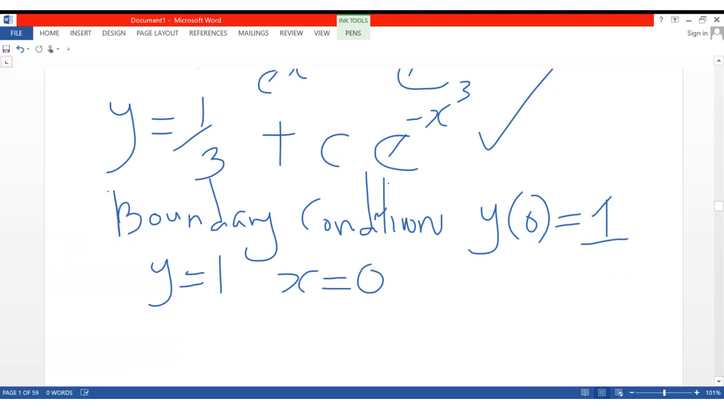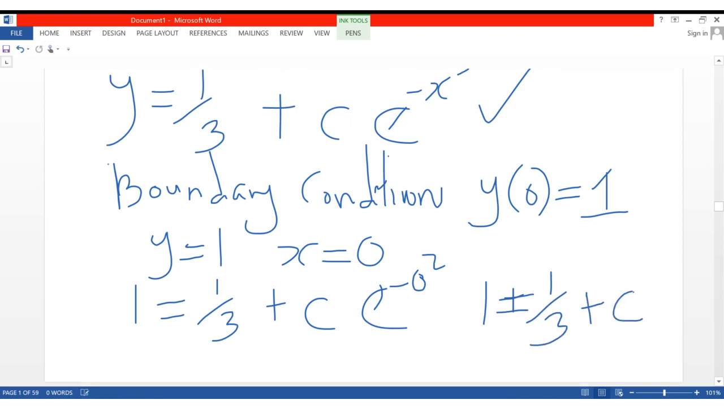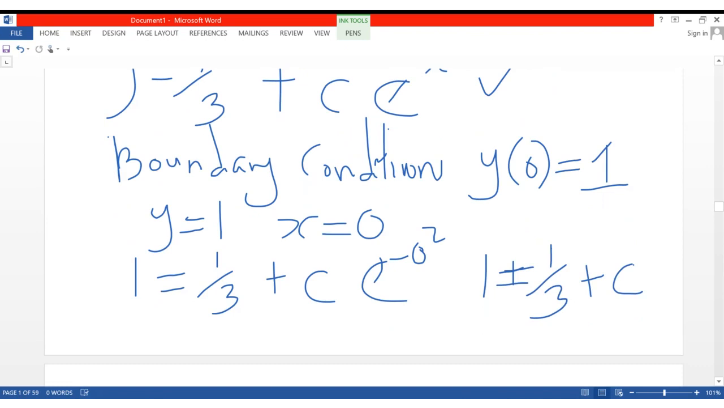So you substitute back here, you'll get 1 is equal to 1 over 3 plus c, we don't know the value of c, and then exponential negative 0 squared. Any number raised to power 0 is 1, so you get 1 is equal to 1 over 3 plus c, and you can get the value of c. So c will be 2 over 3. So the boundary condition assists you to get the value of c.